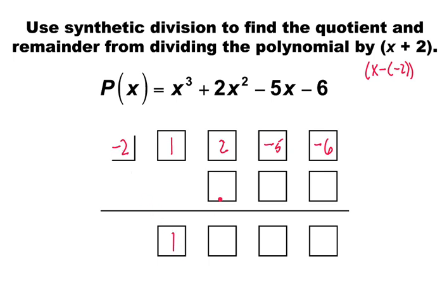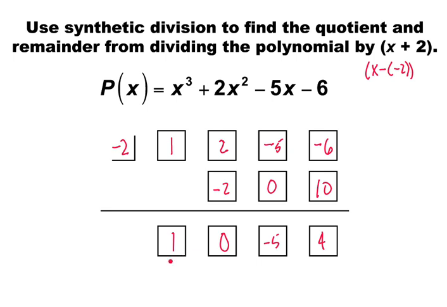Negative 2 times 1 is negative 2. And then we add these terms, and we get 0. Multiply negative 2 times this term to get 0 here. Add these terms, negative 5 plus 0 is negative 5. Multiply negative 2 by negative 5, and we get 10. Negative 6 plus 10 is a positive 4.